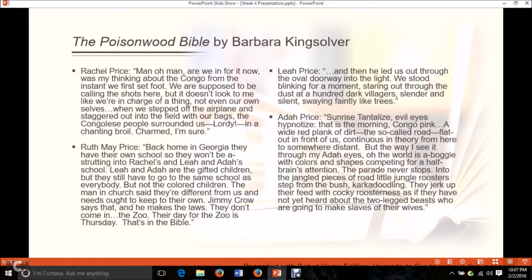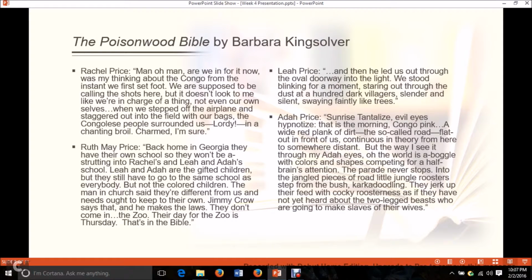So I'm going to go ahead and read through these and talk about them. The first one is by the oldest, Rachel, and each of these are related to when the family finally arrives at the village that they're going to stay at and be missionaries for.